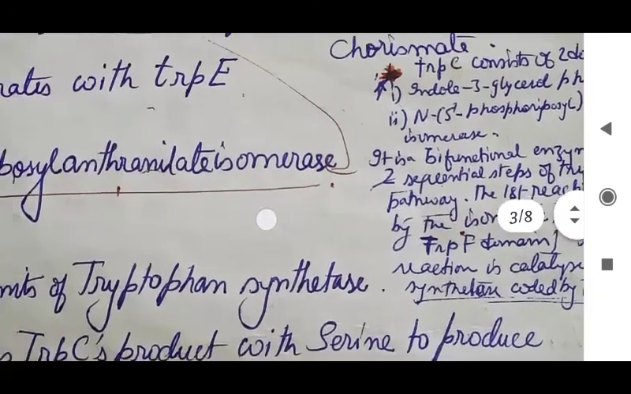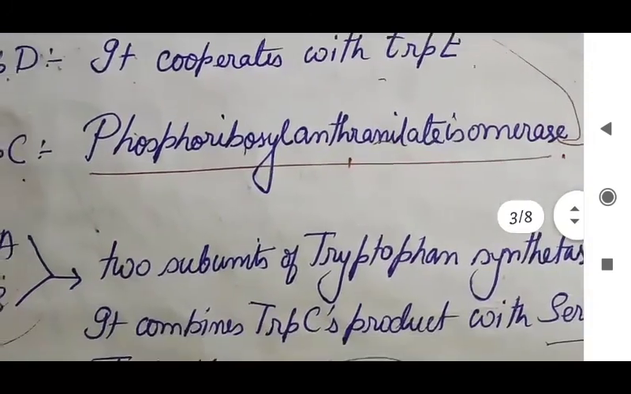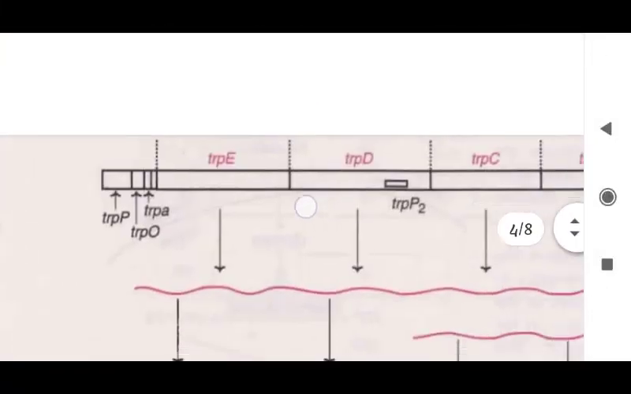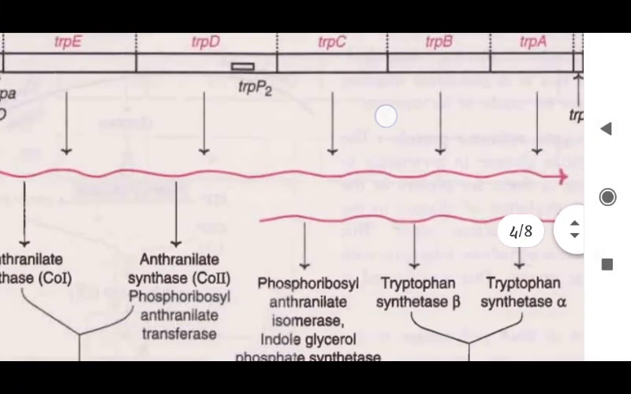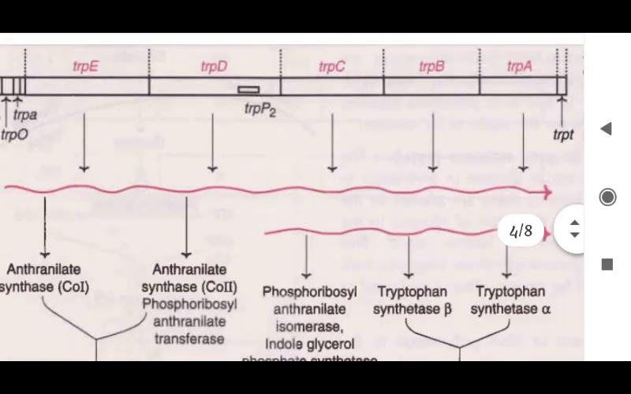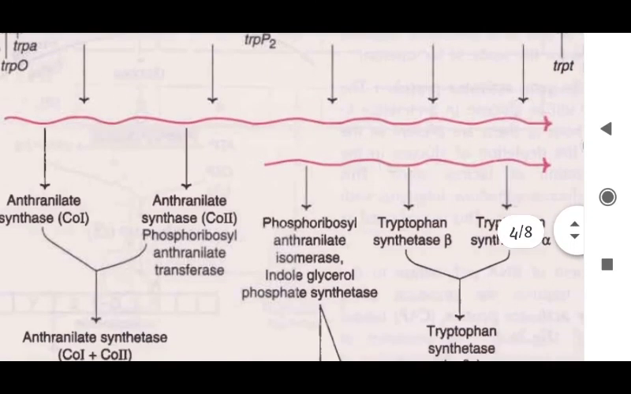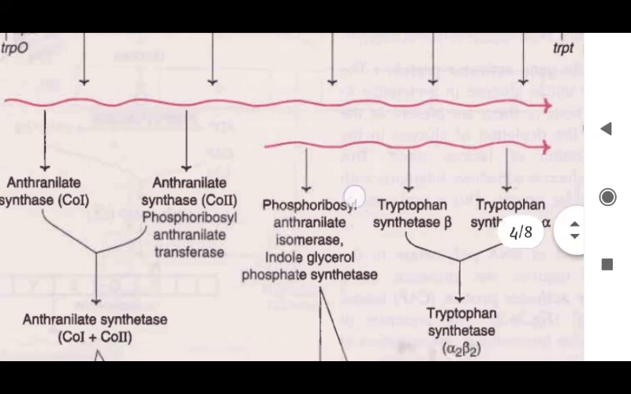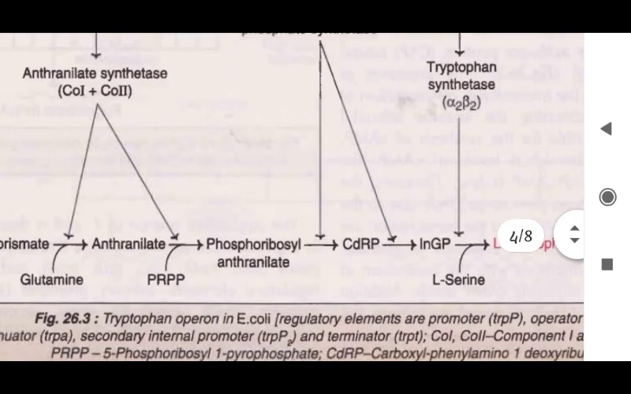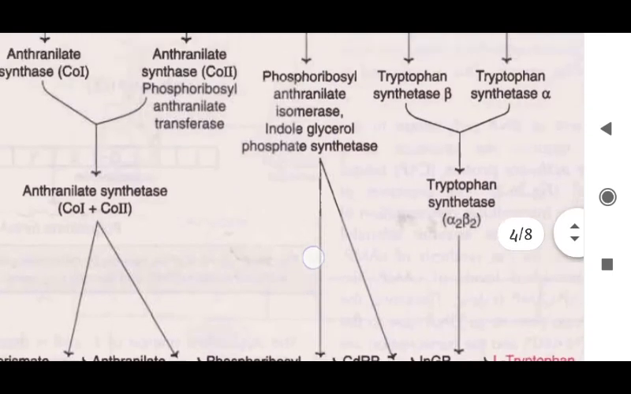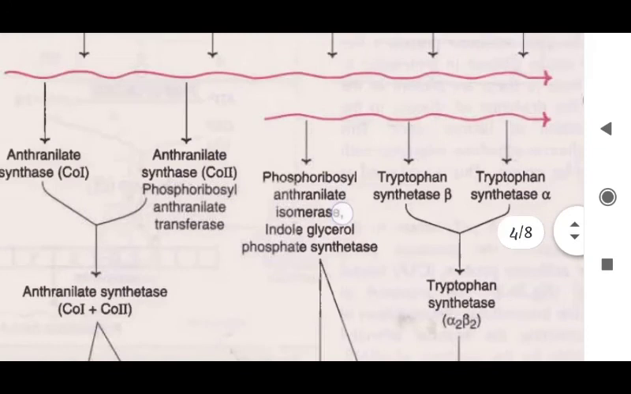Okay, so let us see in the figure our TRPC. TRPC encodes this one, phosphoribosyl anthranilate isomerase. A comma has been given, indole glycerol phosphate synthetase, because it has two domains, right? It has two domains and it catalyzes two steps in the tryptophan operon, in the tryptophan biosynthesis pathway, right?